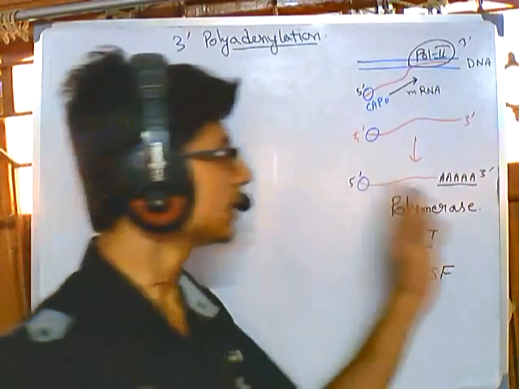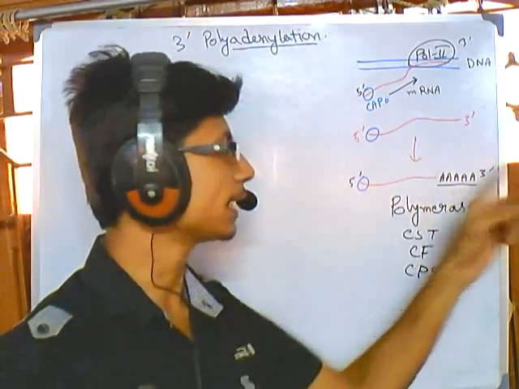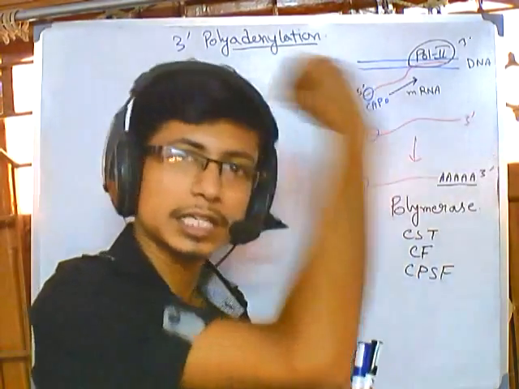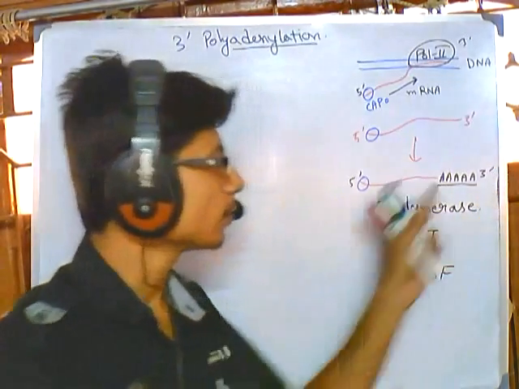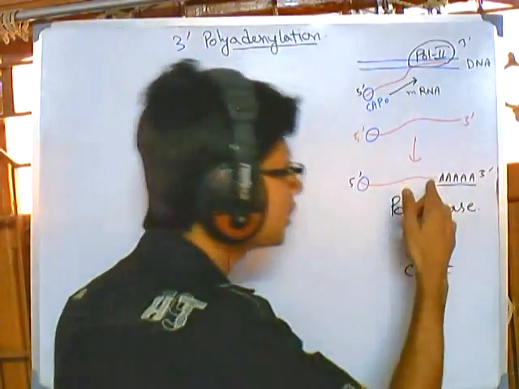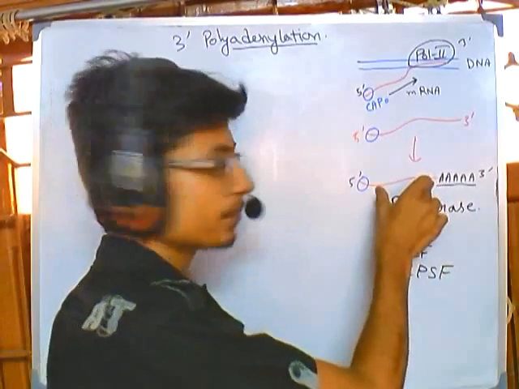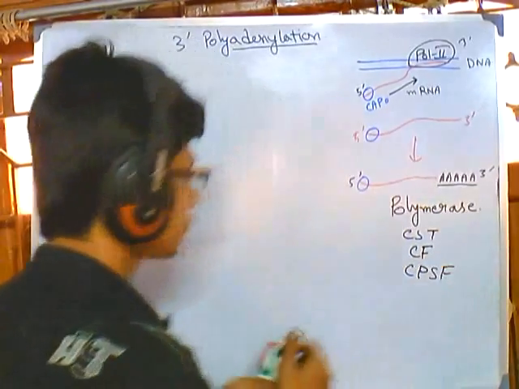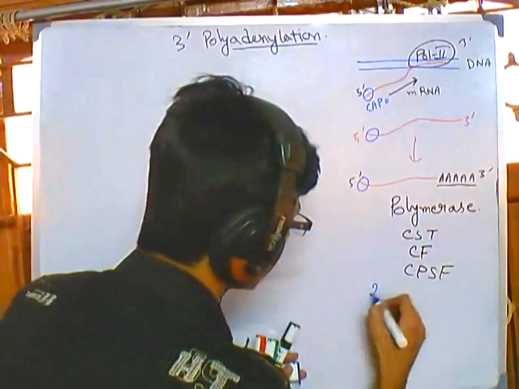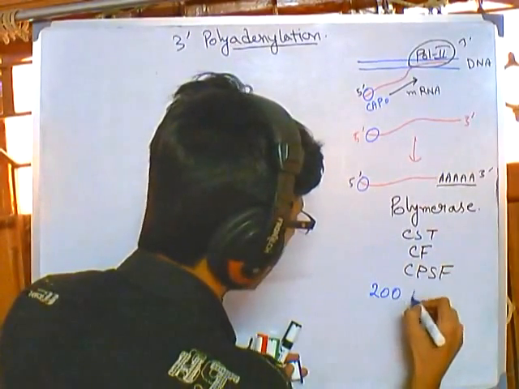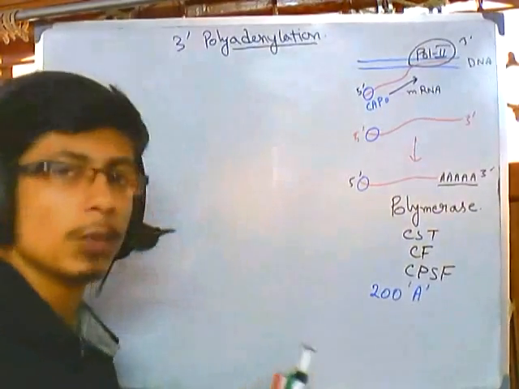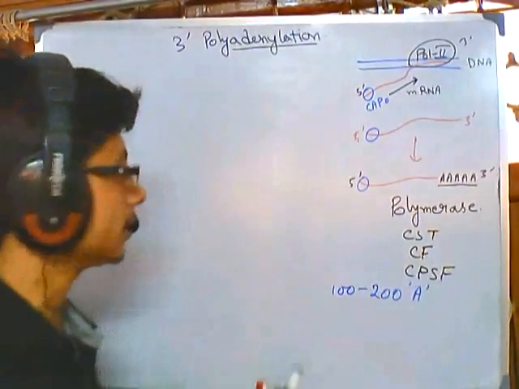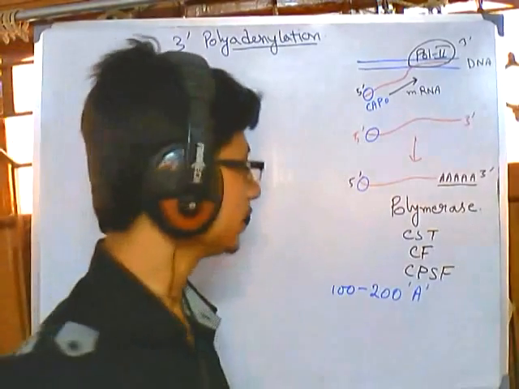That's the actual goal. The cell won't bother if it cleaves 1 adenine, 2 adenine, 3 adenine, 4 adenine. Let them cleave. We won't bother, because from this point we have the coding region, but the rest of the part is not required at all. And usually 100 to 200 adenine residues are added. Normally it is seen.